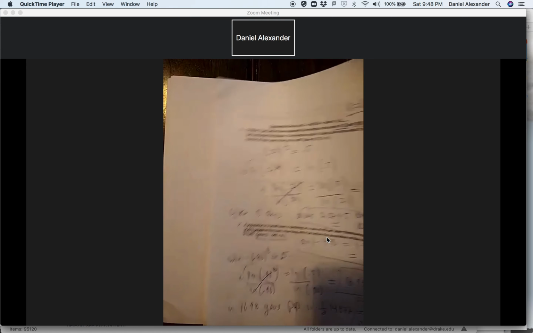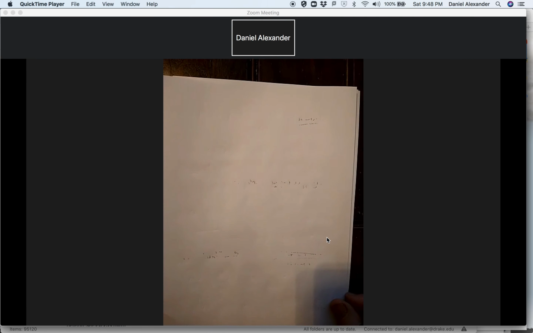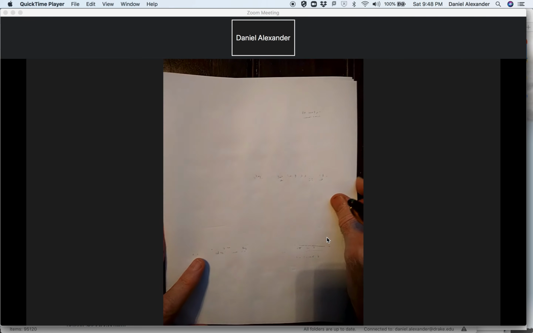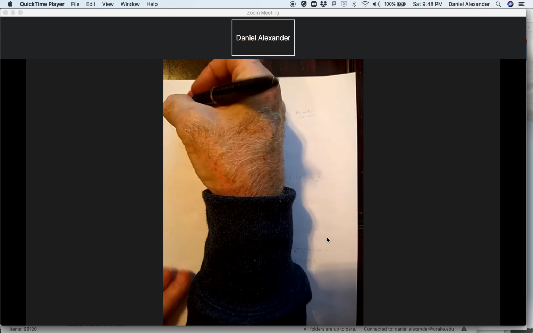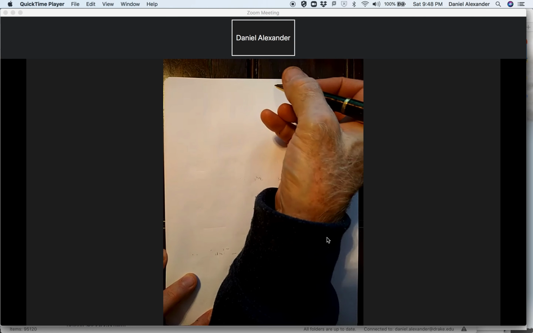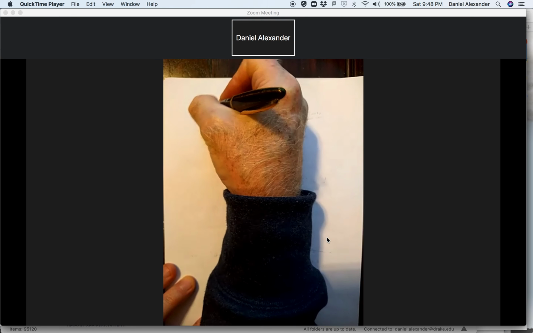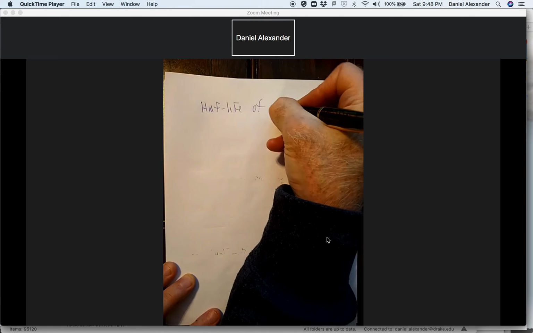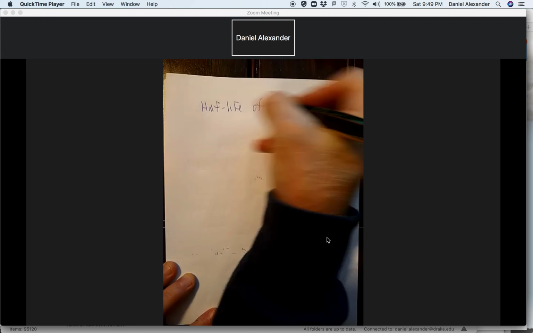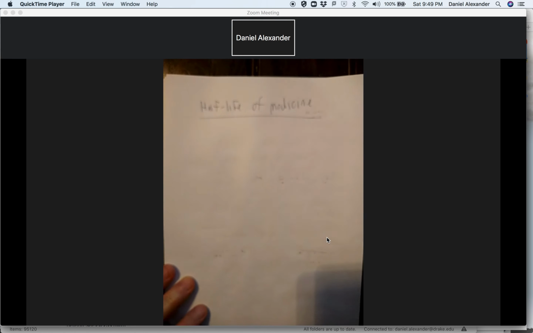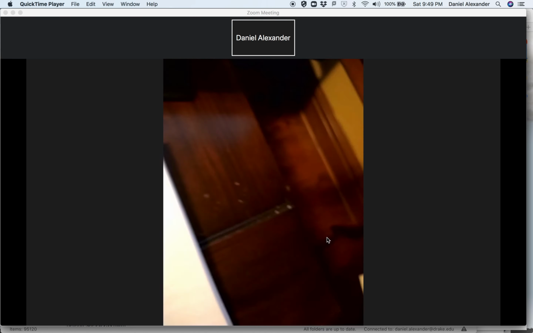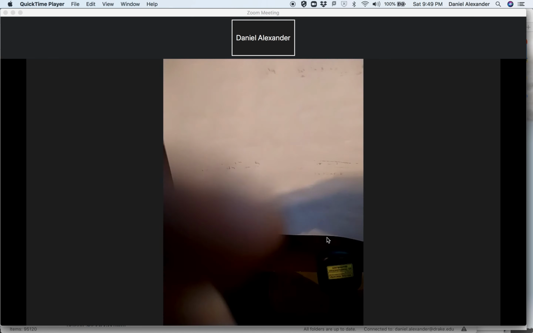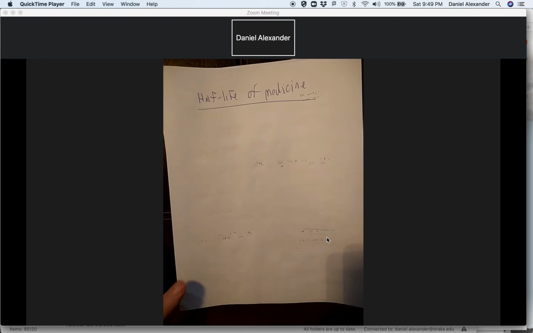Okay, so I'm going to give you a bonus. I'm going to do one more problem. And this bonus problem is going to be something I think there are some potential pharmacy students in here would be interested in. It's going to be about half-life of a medicine. And I'll talk more about what half-life is when I'm done. So here's the problem.